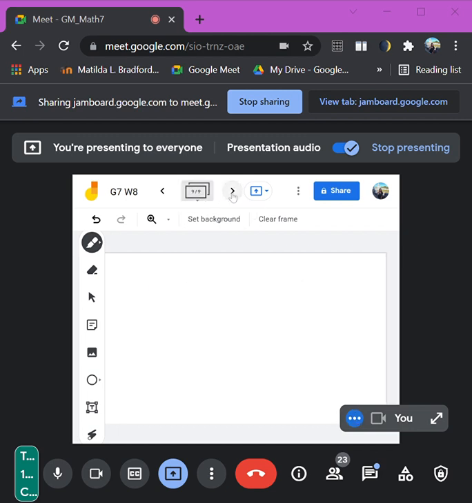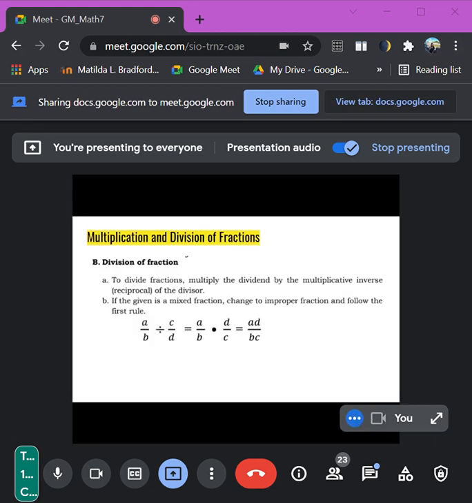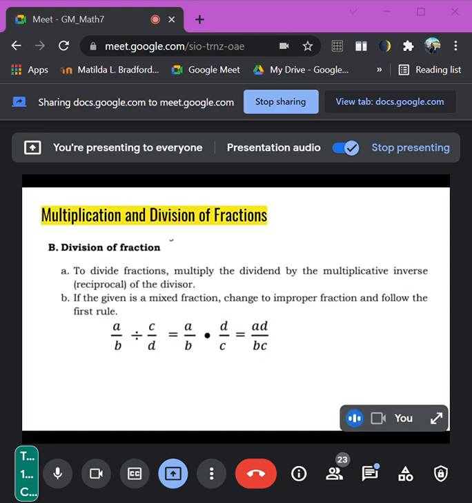Very good. Now, let's go to our division of fraction. So, to divide fractions, you're going to multiply the dividend by the multiplicative inverse or reciprocal of the divisor. If the given is a mixed number, change to improper fraction and follow the first rule. So, you have there A over B divided by C over D is equals to A over B times D over C is equals to A times D over C.